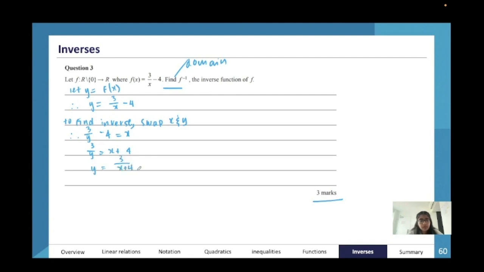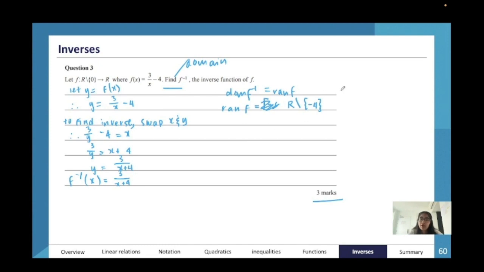Okay, perfect. And now we can't just leave it like that. We need to find f inverse of x equals 3 on x plus 4. Okay, that's all well and good, but it's asking to find the inverse function of f. Remember, the domain of the inverse equals the range of the original function. And the range of the original function is all of your numbers except negative 4.